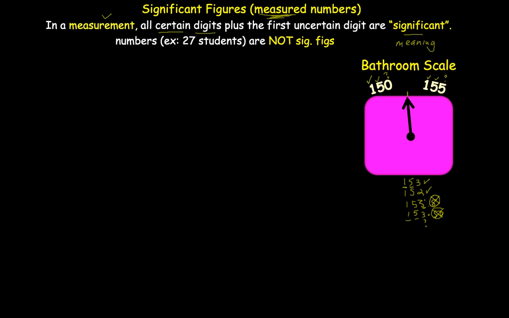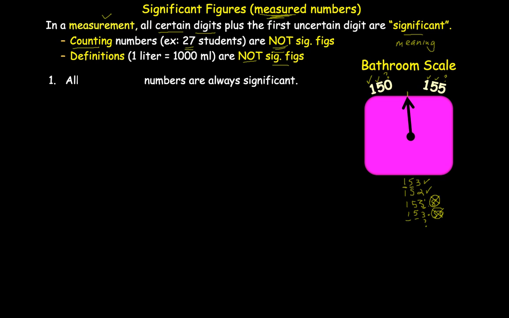Just remember that counting numbers, if I say there's 27 students in the room, or I have 3 apples, are not significant figures because I'm not measuring them with an instrument. Chemical definitions or scientific definitions, such as a liter is 1,000 milliliters, are not significant digits either. These are definitions, and definitions won't apply.